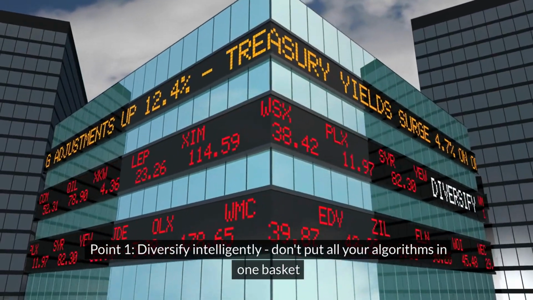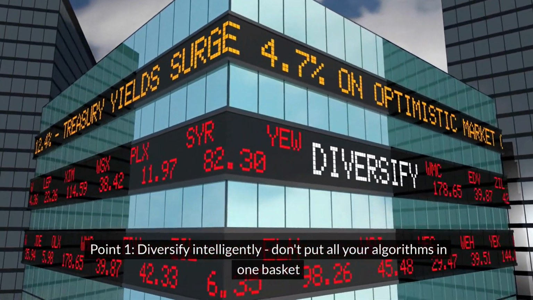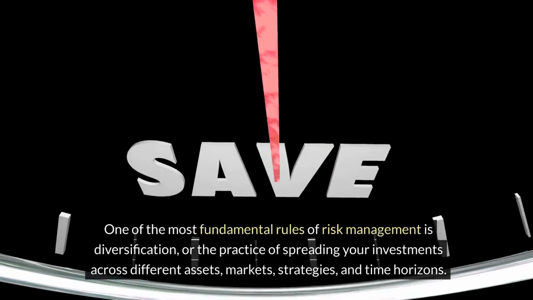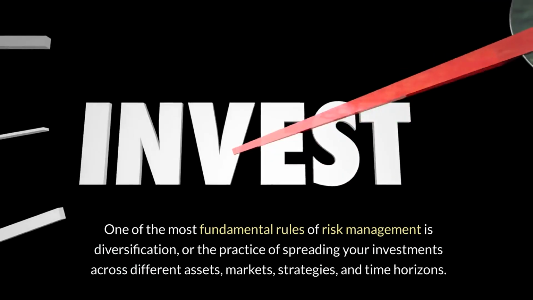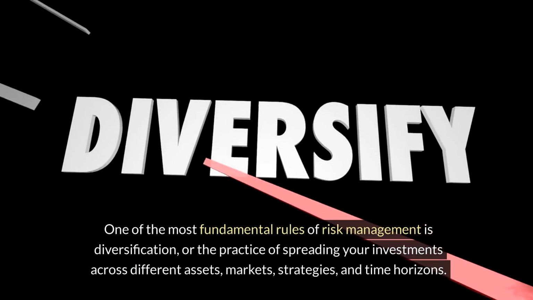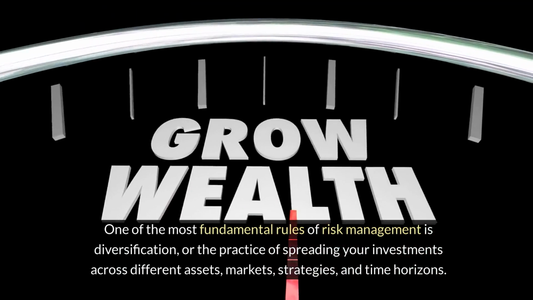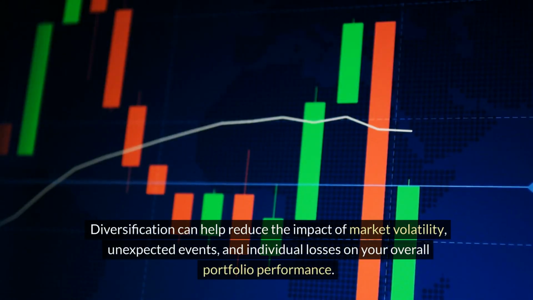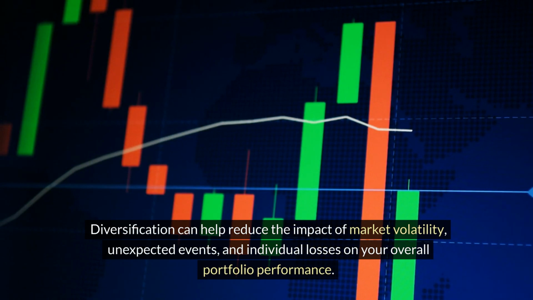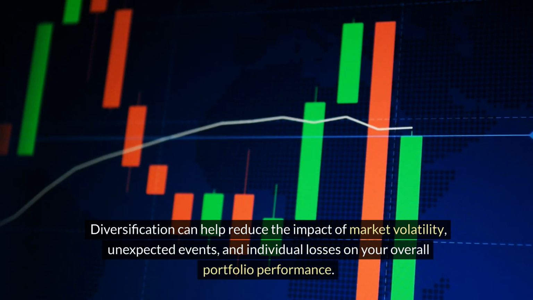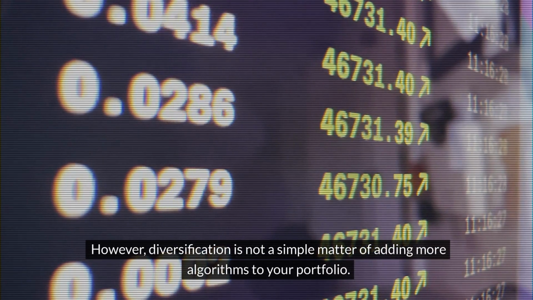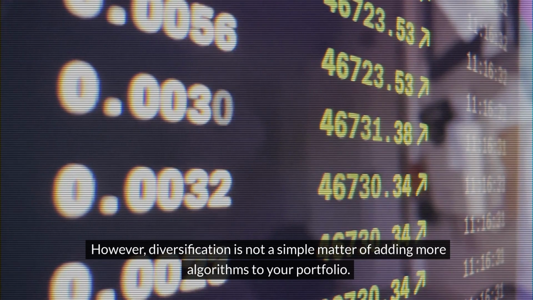Point 1. Diversify intelligently. Don't put all your algorithms in one basket. One of the most fundamental rules of risk management is diversification, or the practice of spreading your investments across different assets, markets, strategies, and time horizons. Diversification can help reduce the impact of market volatility, unexpected events, and individual losses on your overall portfolio performance. However, diversification is not a simple matter of adding more algorithms to your portfolio.